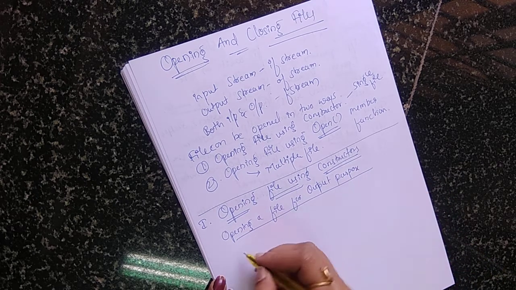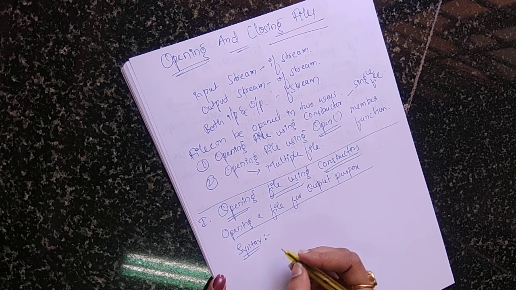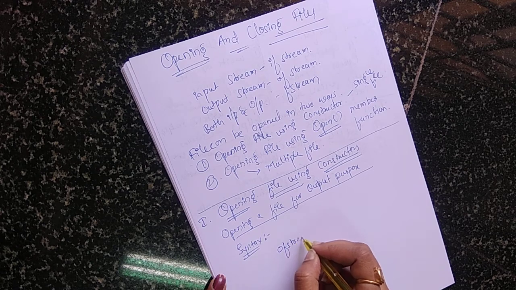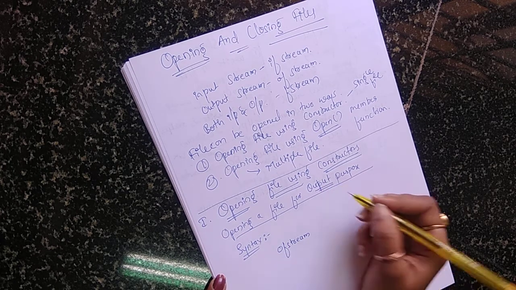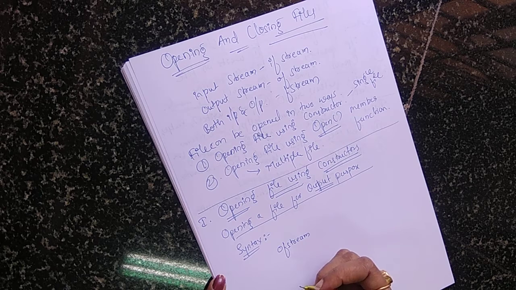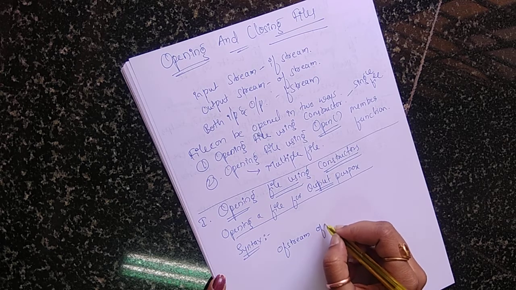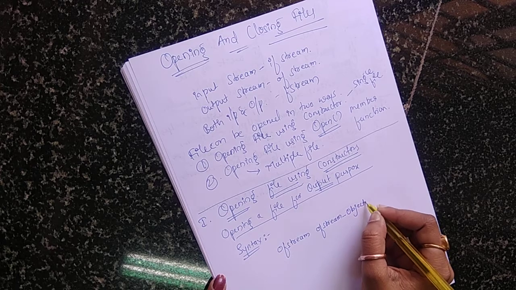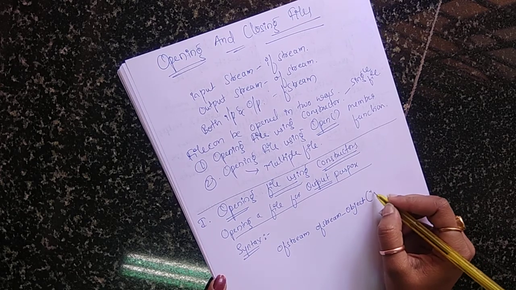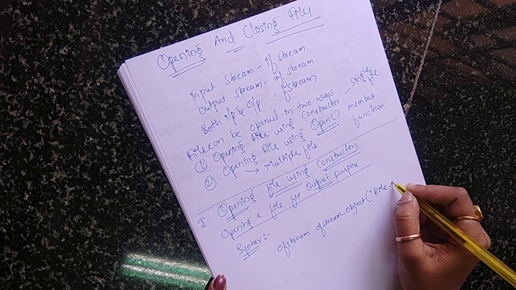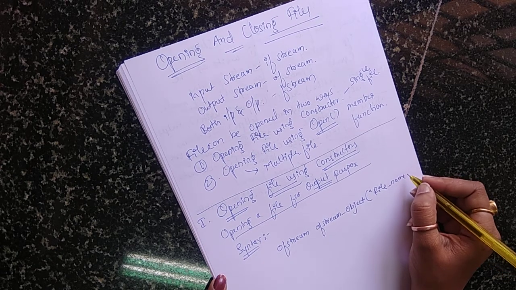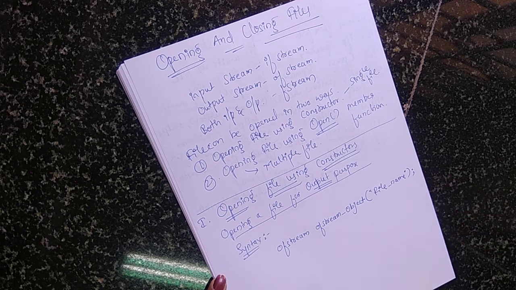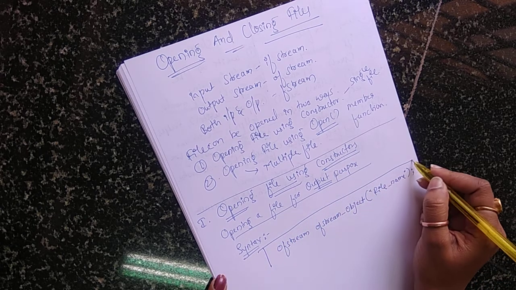So we'll see the syntax. What is the syntax? The class name is ofstream because we are opening for output purpose. Then you have to create the object of your ofstream, and then give the file name, which file you want to open, ended with a semicolon. So this is the syntax.